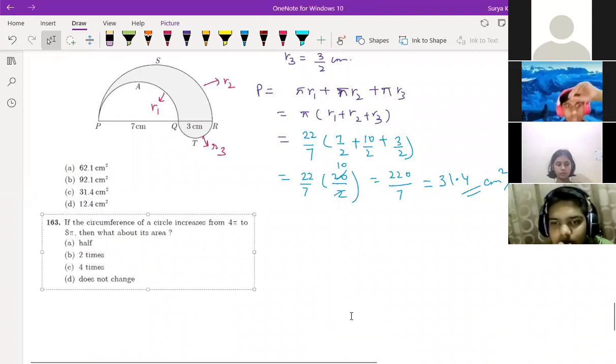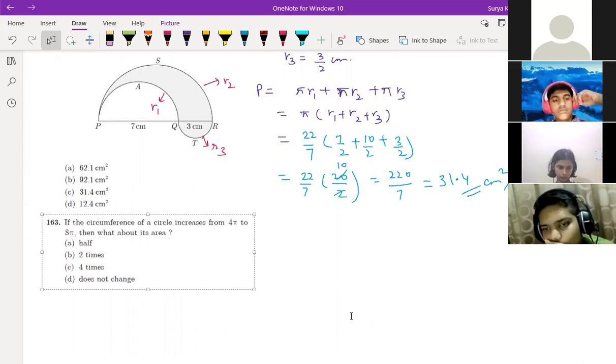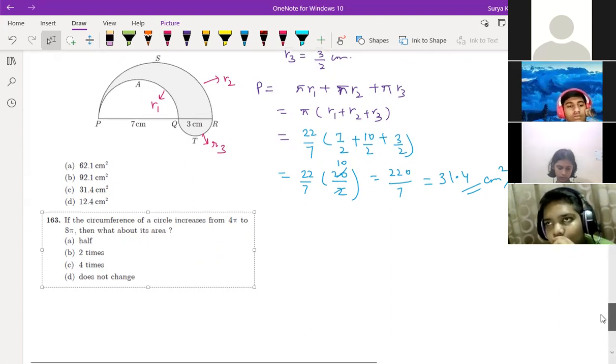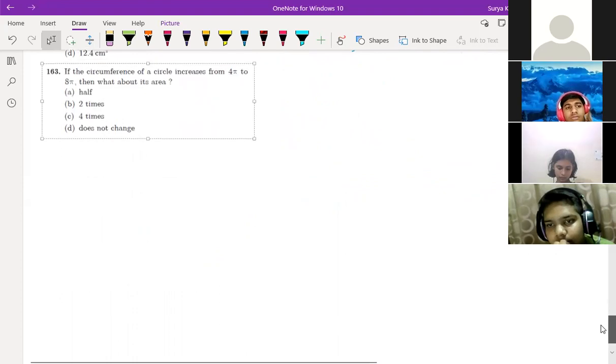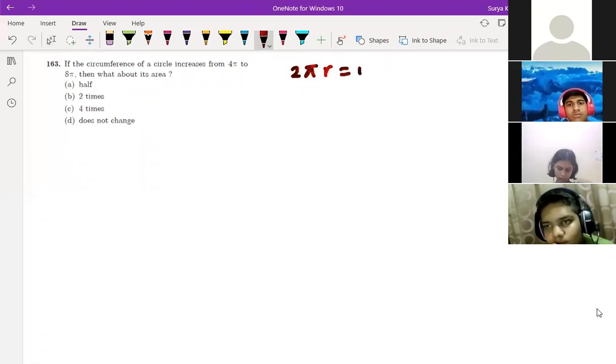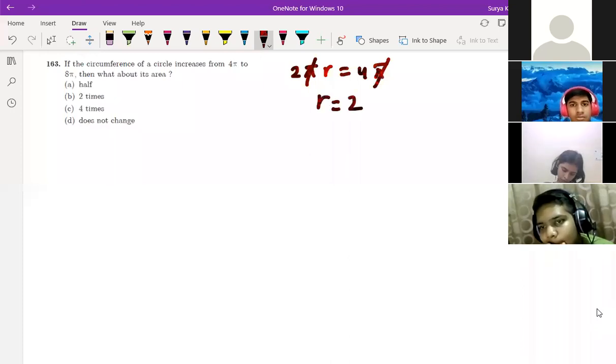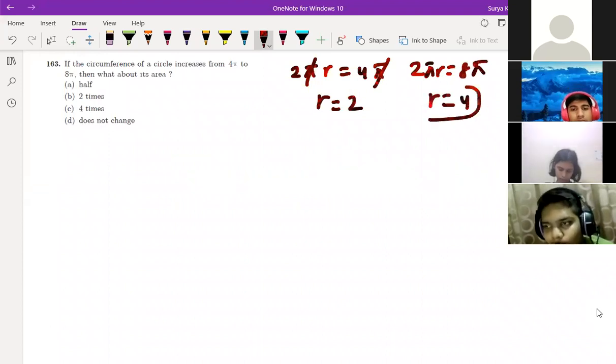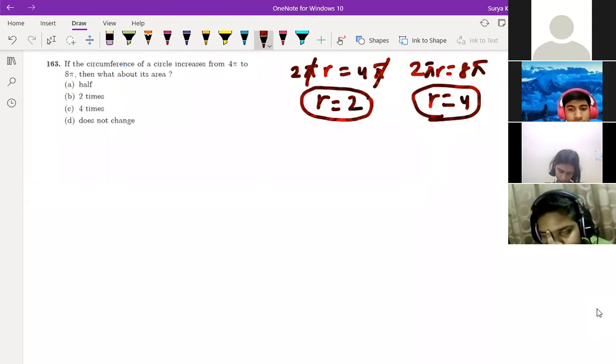The question is, if the circumference of a circle increases from 4 pi to 8 pi, what about its area? What is its area? See, 2 pi r is equal to 4 pi, correct? So r is equal to 2. And 2 pi r is equal to 8 pi, so r is equal to 4. It means the radius changes from 2 to 4, correct?